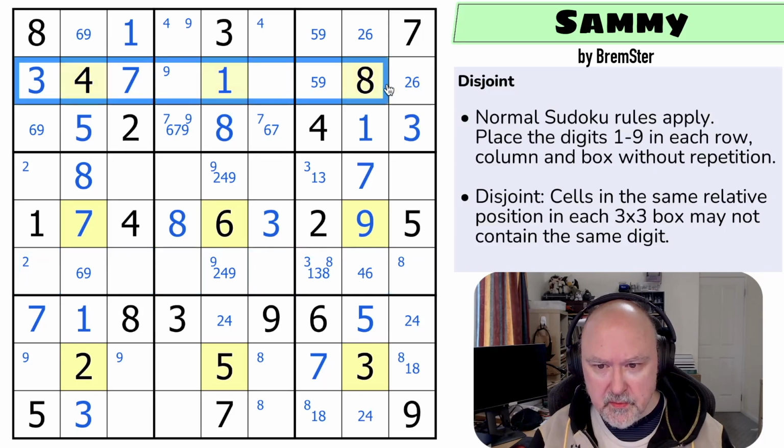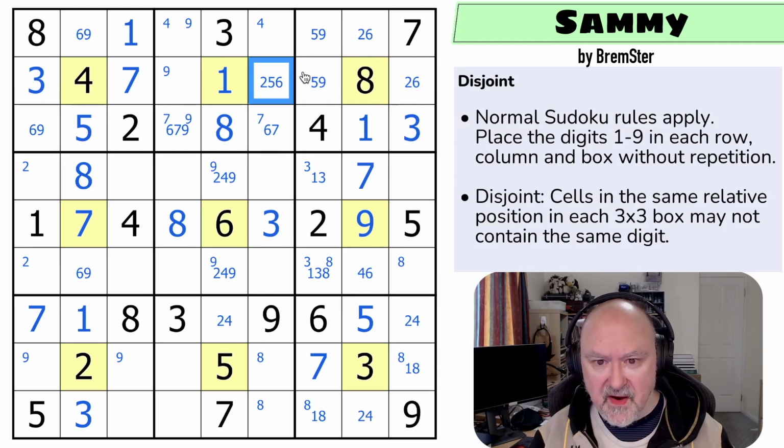So this row, 2, 5, 6, and 9. So these are from 2, 5, 6, 9. So this is 2, 5, 6. It can't be 5. So this is only 2 or 6, giving me a 2, 6 pair in the row. So this is 5 or 9. And that's a 5, 9 pair.